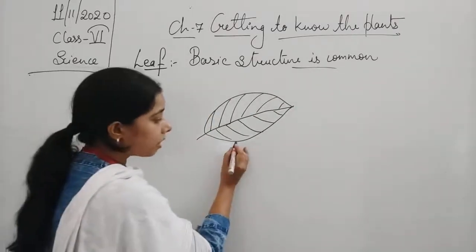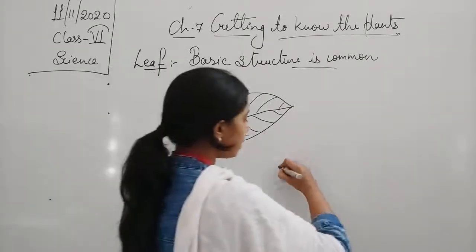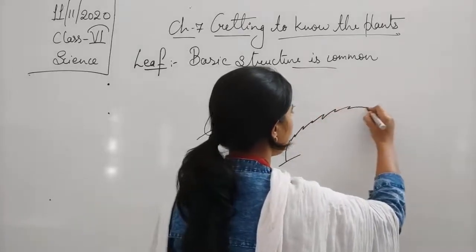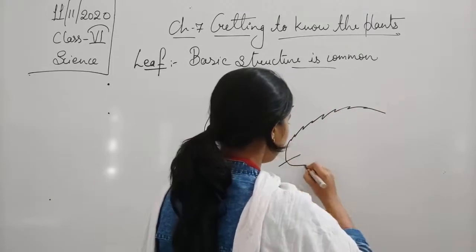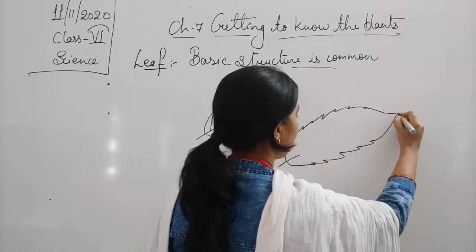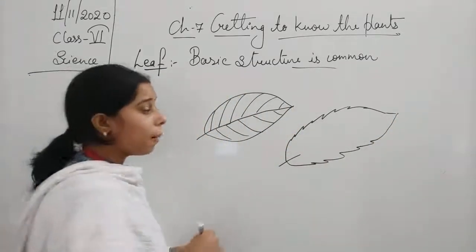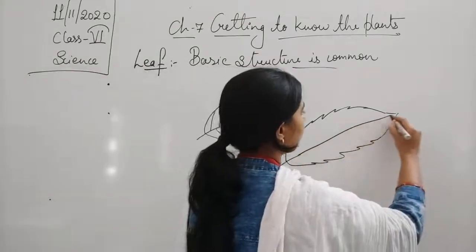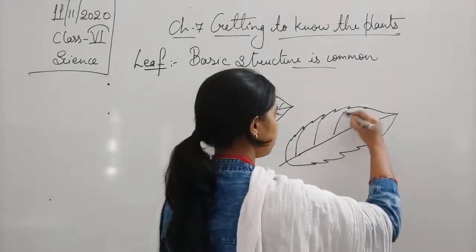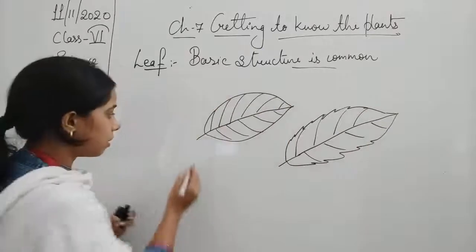Somewhere, students, if you see the margin of the leaves, here the margin is smooth. In some of the leaves you have seen the margin is not as smooth, but it is a rough margin, or it has blades on the margin. So you can see, students, but the basic structure is common. Let me tell you what the parts are here.